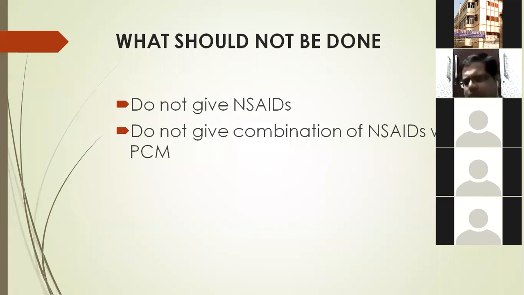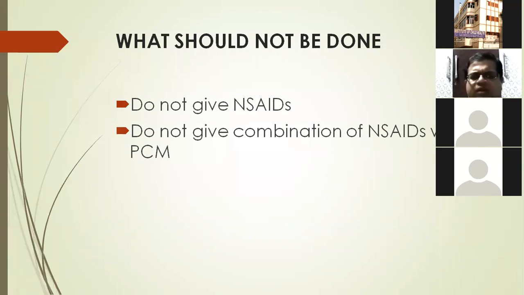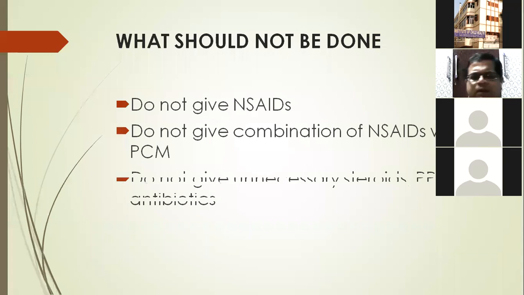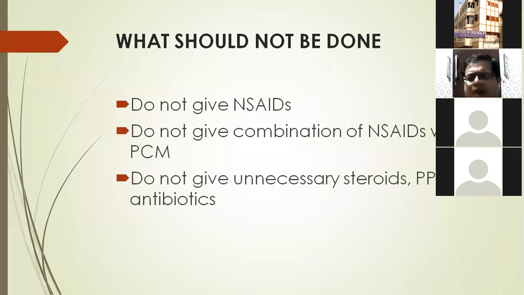So parents will be anxious and will repeatedly ask you to give something more. But please do not prescribe these things. Not only for dengue fever. During this dengue season, from the month of June to December, please do not prescribe any NSAID for the fever. Do not give unnecessary steroids, PPI, and antibiotics if you get a confirmed dengue patient.